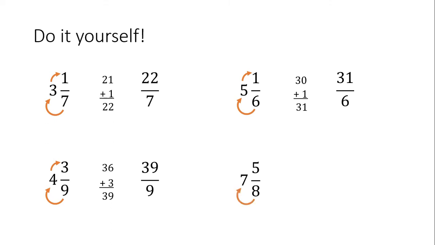Final question, 7 and 5/8. Multiply the denominator by the whole number. 7 times 8 is 56. Then add that number to the numerator. 56 plus 5 is 61. So 61/8. And that's how we can use multiplication and addition to convert mixed numbers into improper fractions without ever having to draw another picture again.